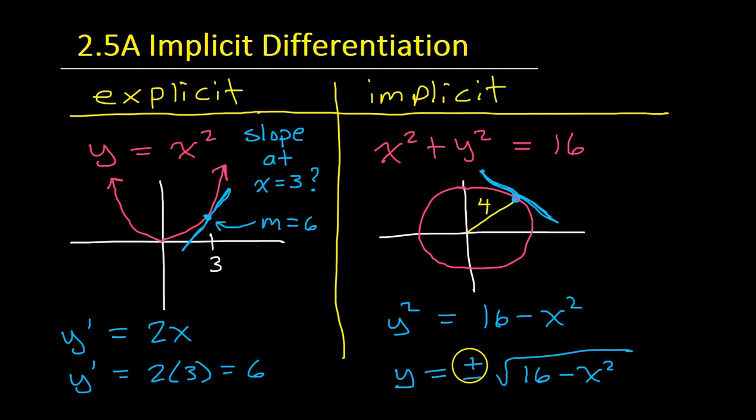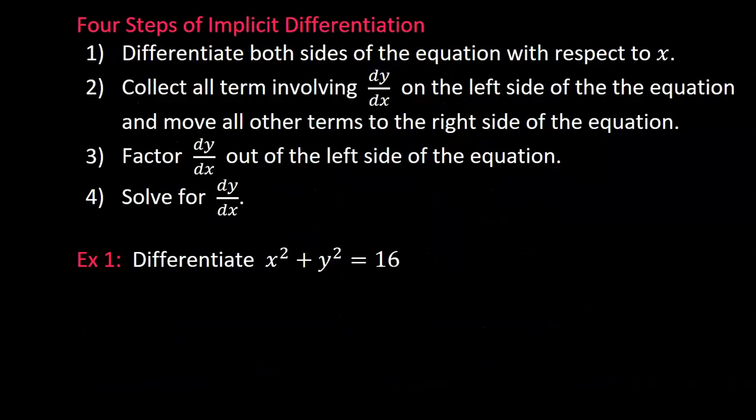There's an easier way, there's a better way to differentiate an equation like this, an implicit equation, rather than trying to make it explicit, which sometimes is really difficult, sometimes even impossible to do. So time to learn about implicit differentiation. So in case you're taking notes, here are the 4 steps of implicit differentiation. Step 1, we will differentiate both sides of the equation with respect to x. So let's go ahead and apply these 4 steps in context as we do example 1.